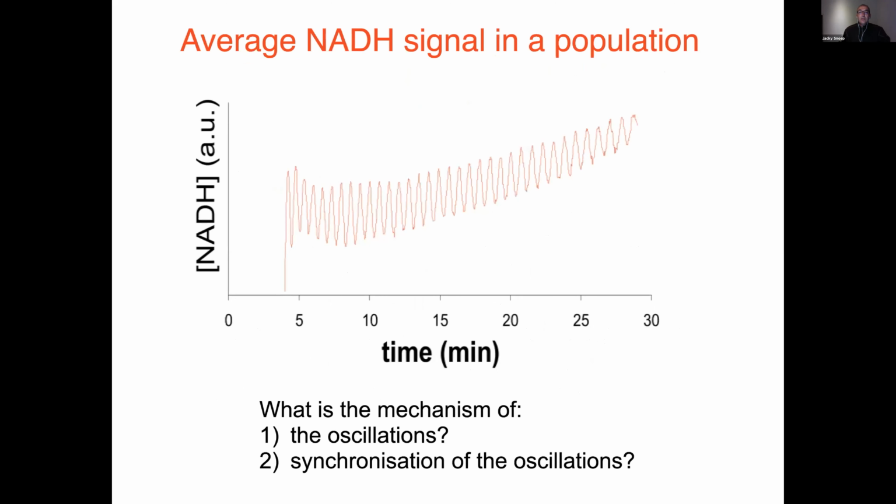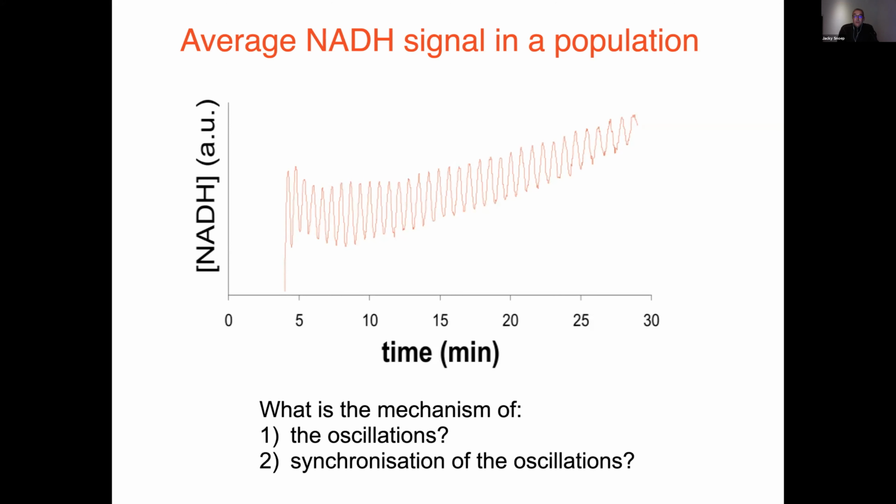Here I show a time trace of a yeast population where we can observe oscillations in an intermediate. We don't have to open up the cells. This is a direct observation in intact cells. It's possible to see this via autofluorescence of the NADH in the system. So NADH is one of the variables in the system, and we see that it oscillates.